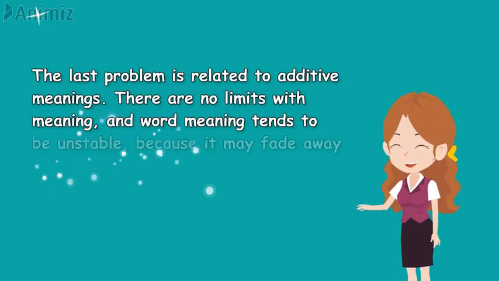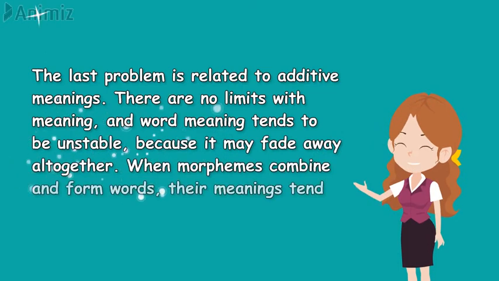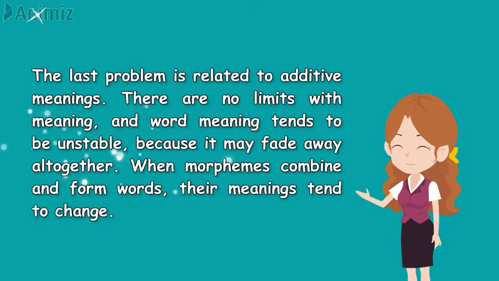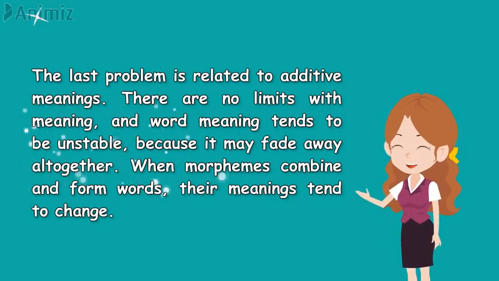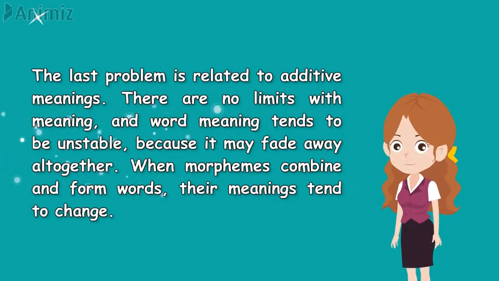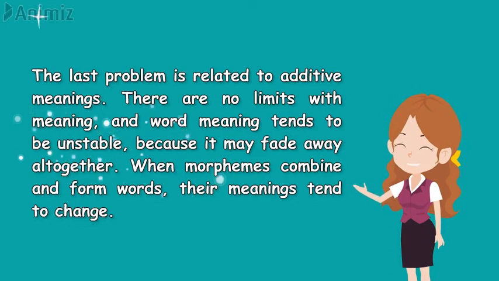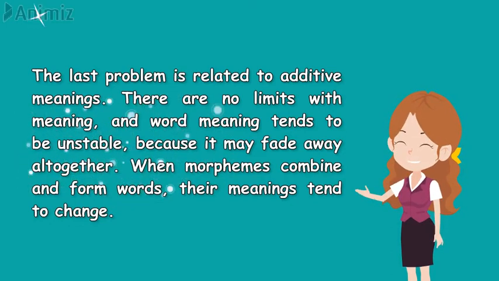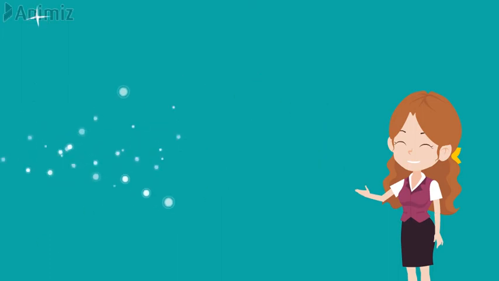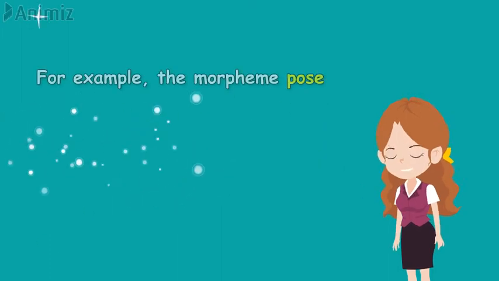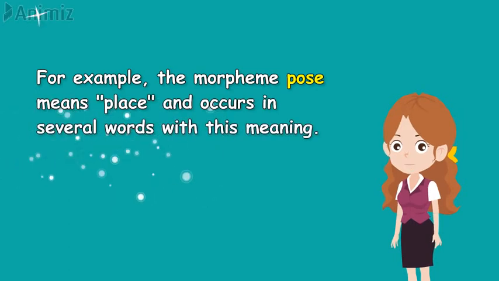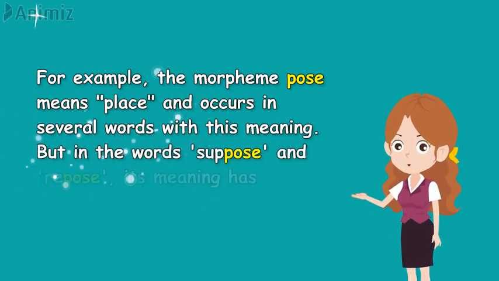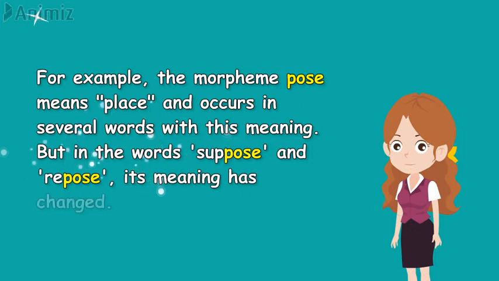The last problem is related to additive meanings. There are no limits with meaning, and word meaning tends to be unstable, because it may fade away altogether. When morphemes combine and form words, their meanings tend to change. For example, the morpheme pose means place and occurs in several words with this meaning. But in the words suppose and repose, its meaning has changed.